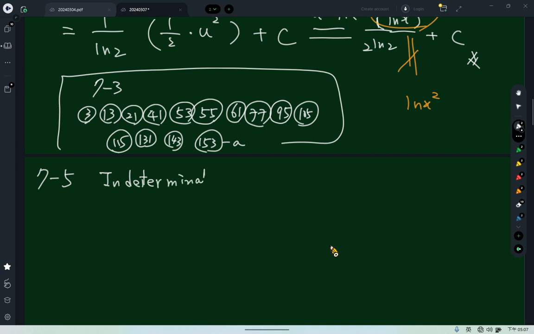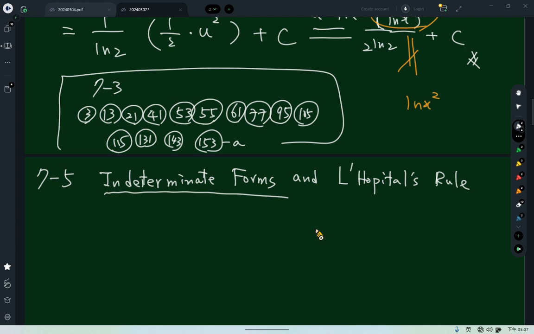indeterminate form and L'Hopital's rule. So later I will explain what an indeterminate form is. Then based on this form, we can use L'Hopital's rule to differentiate it. So the first thing I want to introduce to you is the indeterminate form.